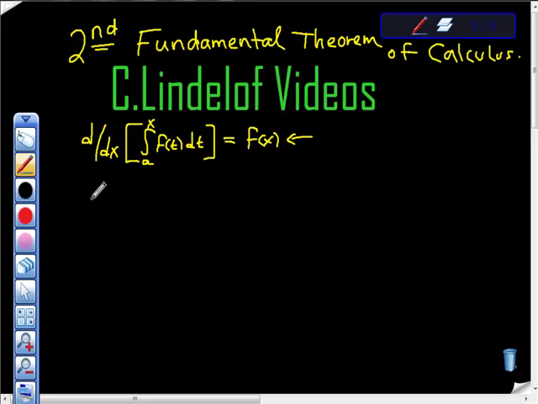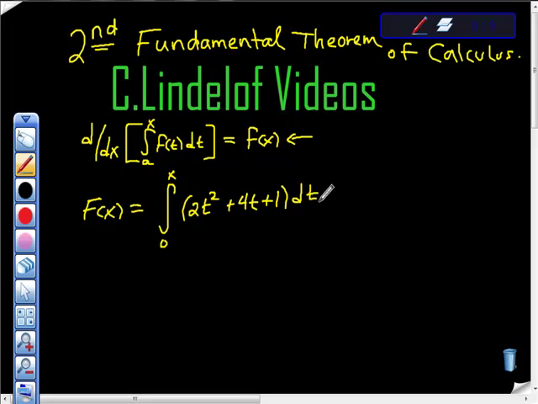Well, it is possible that you have a function, and that your function is a definite integral. So it's the definite integral from, I don't know, let's say 0 to x of, I don't know, 2t squared plus 4t plus 1 dt. It's important here that these things have to match, so dt in terms of t. So we're saying this is this function.